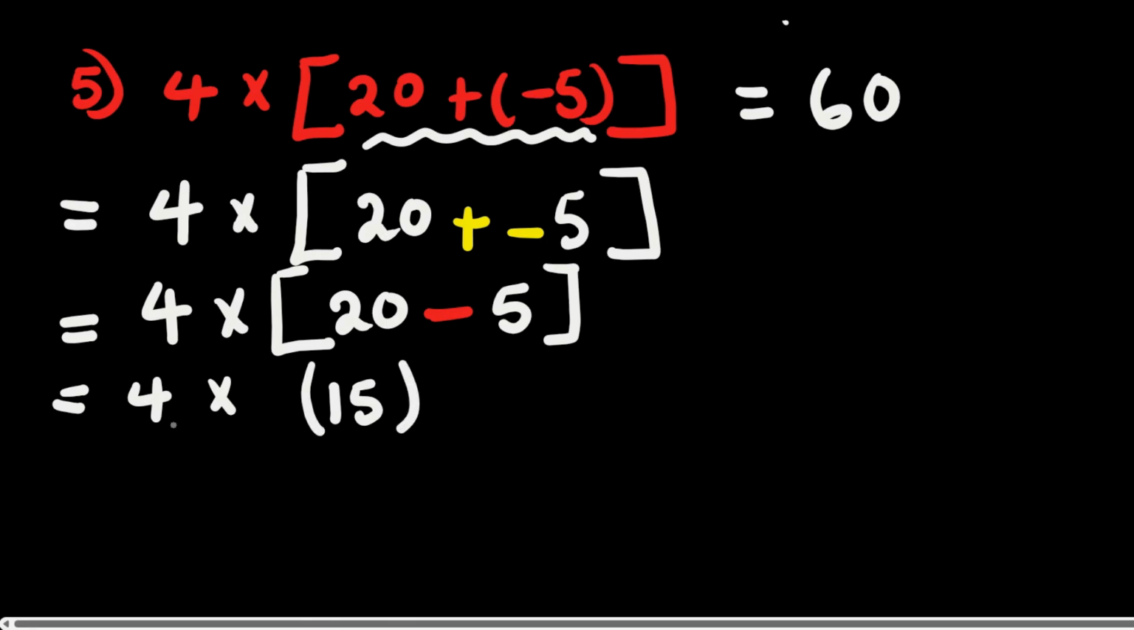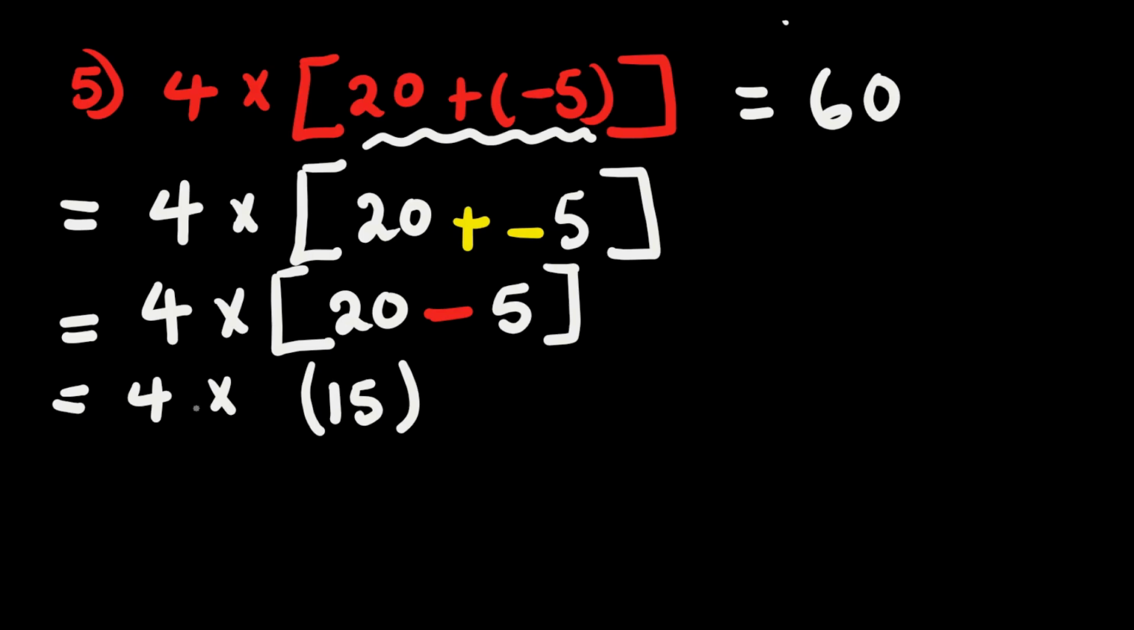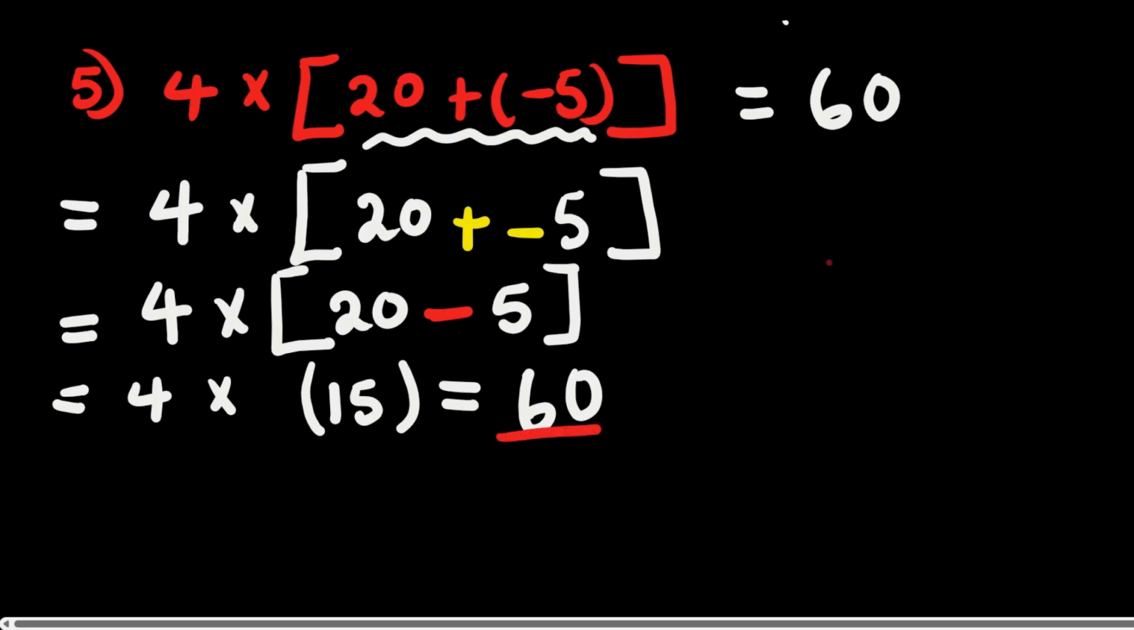Or even take them out or not use brackets at all. It's not necessary at this point. A is equal to 4 times 15. This should give us a 60. And this is our final answer, the same as this one.